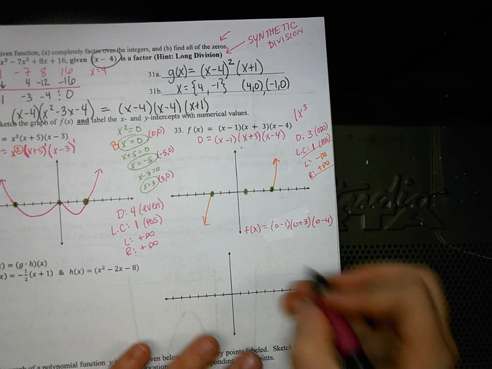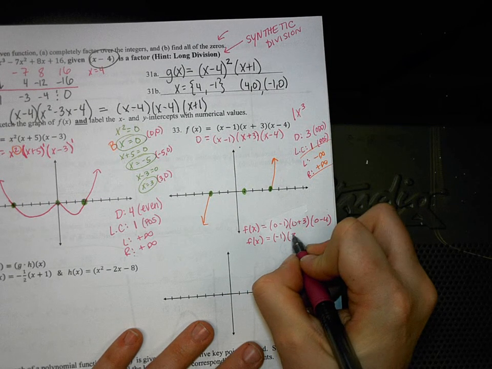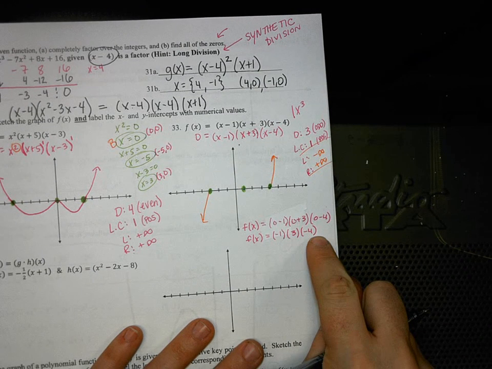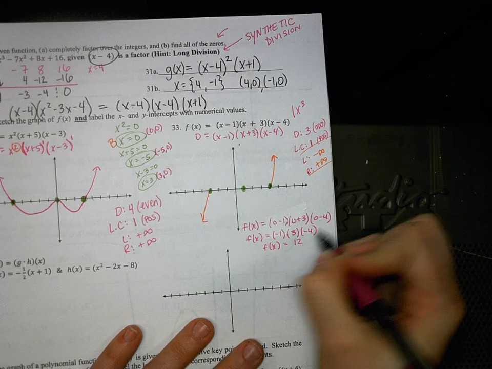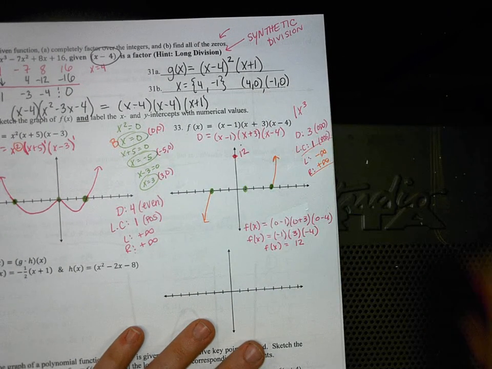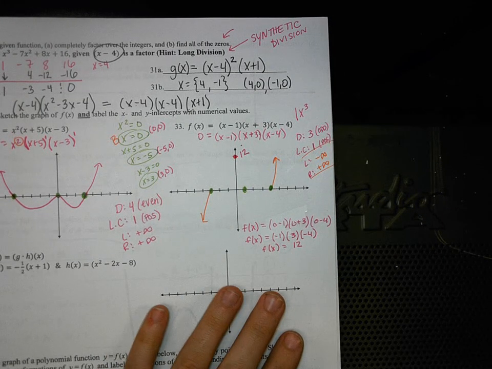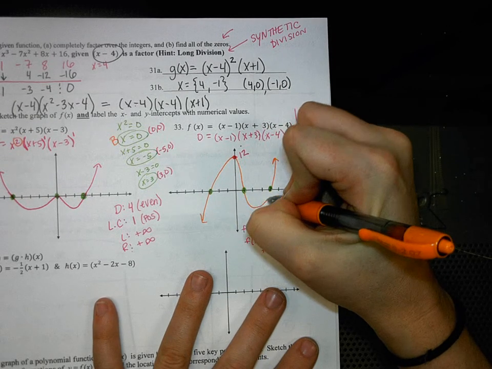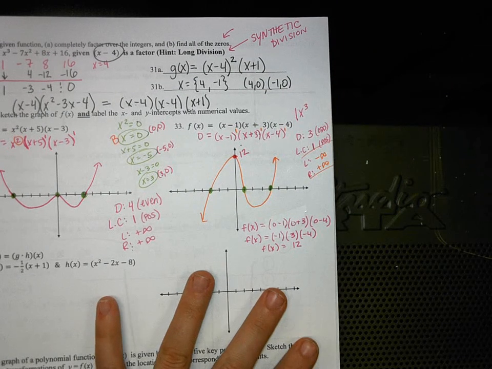So when I plug in 0, I get negative 1 times 3 times negative 4, which is negative 3 times negative 4, which is a positive 12. So I need to label that point positive 12, which is my y-intercept. You can do 0, 12, or you can just label the 12 there. Now we can draw in the rest of our function, and I had no bounces because all of these factors are to the first power. Only even degrees will bounce.